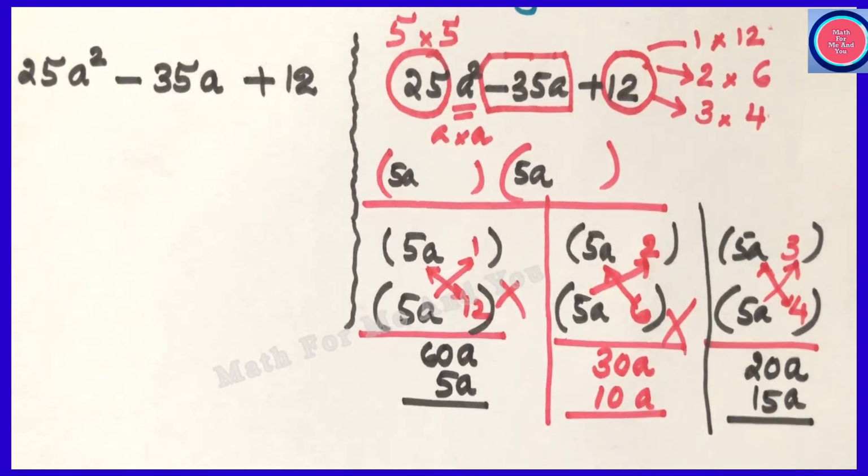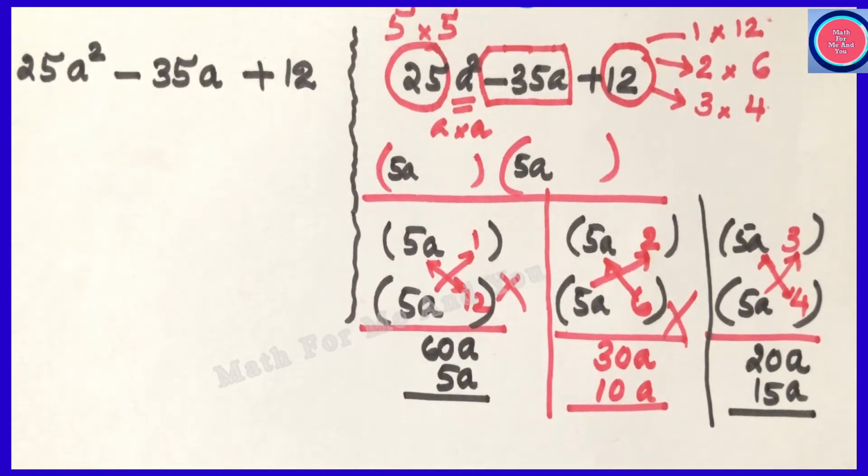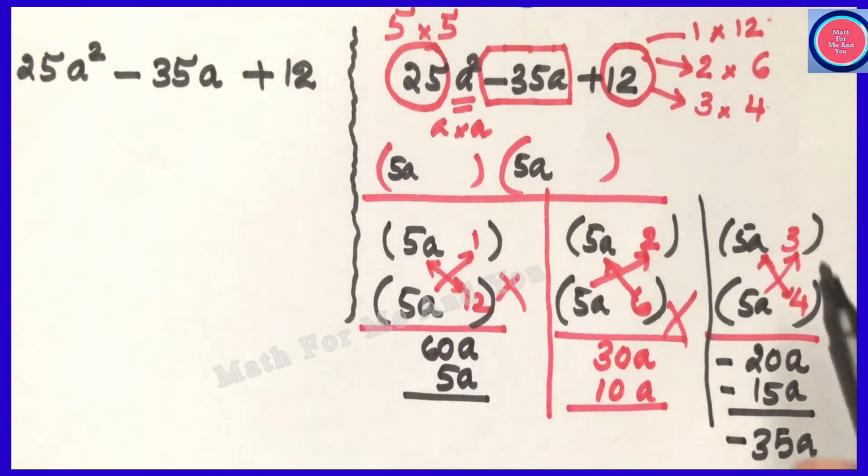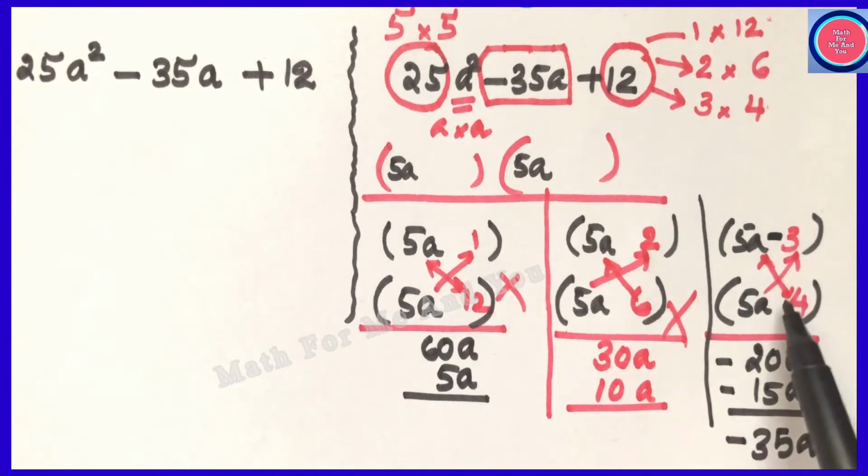When we do the sum or total we get 35, but not negative 35. Here we are getting positive 35a. To get negative 35a, we have to change 20 and 15 with the negative signs. Then their total will be minus 35. That means we have to change the numbers 3 and 4 also with the negative. See, 5a times minus 4 is minus 20a and 5a times minus 3 is minus 15a. Now we get the total as minus 35, which is the middle term.